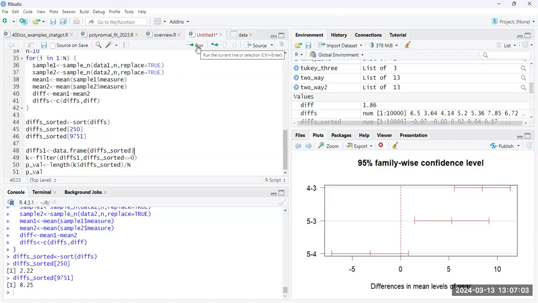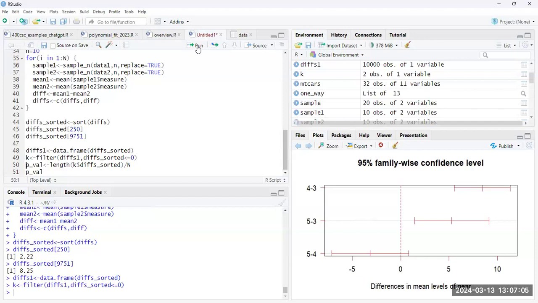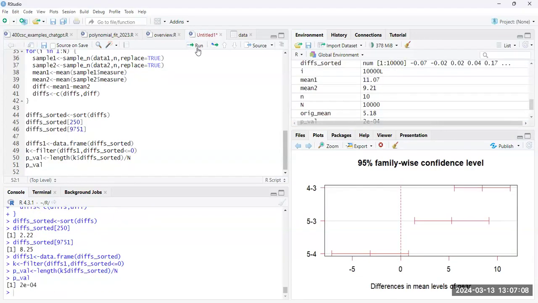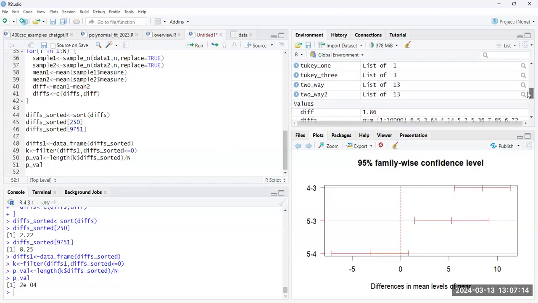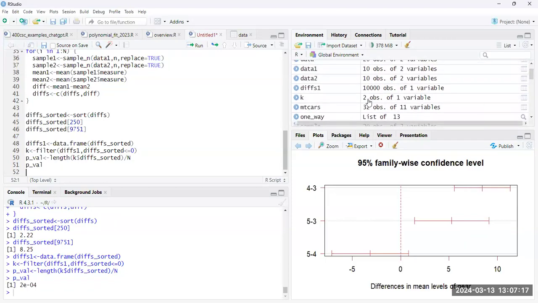So let's see what happens. So in this case, our k, if we can find it in our list, there's k. There's only 2 observations that are less than 0. And so this is 2 out of 10,000. So the p-value, the likelihood of getting a difference, just, again, from bootstrapping, assuming these populations are different, the likelihood of getting a 0 is extremely small.